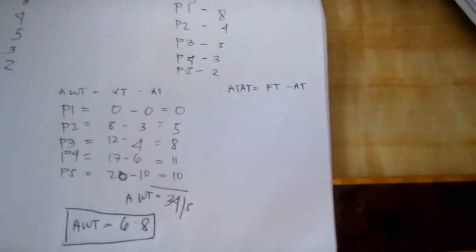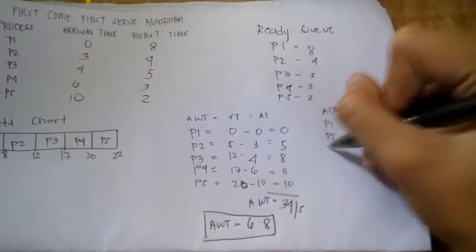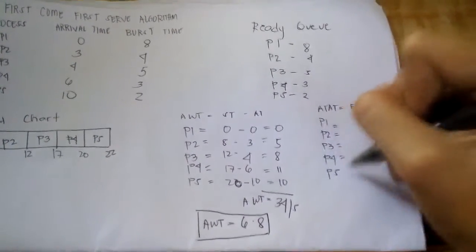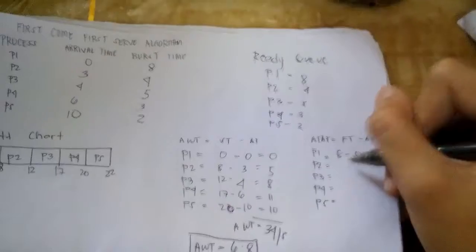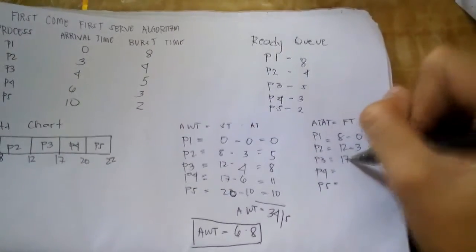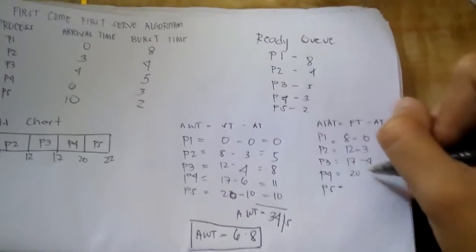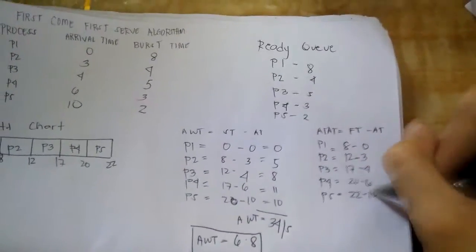Now, for the average turnaround time, its formula is finish time minus arrival time. So P1 finishes at time 8 minus its arrival time of 0. P2 finishes at time 12 minus its arrival time of 3. P3 finishes at time 17 minus its arrival time of 4. P4 finishes at time 20 minus its arrival time of 6. P5 finishes at time 22 minus its arrival time of 10.